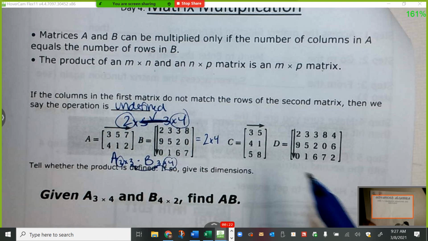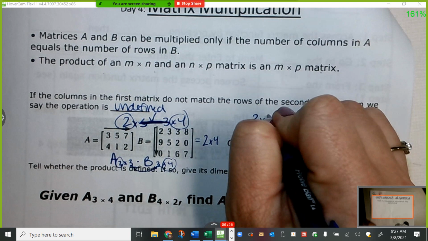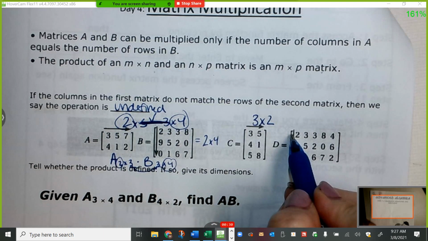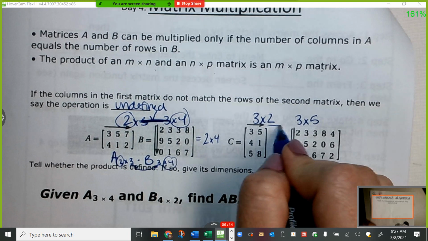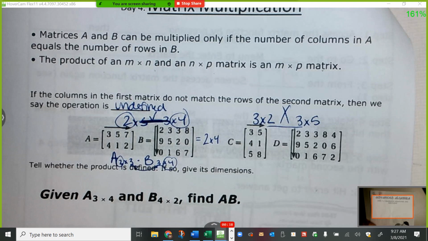Okay, on this one, this is a 3 by 2. Okay, this is a 3 by 5. Do 2 and 3 match? So therefore those cannot be multiplied. Okay?